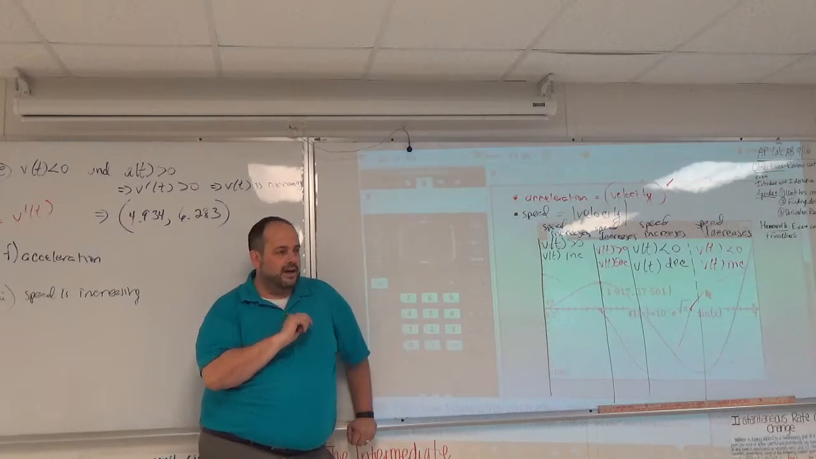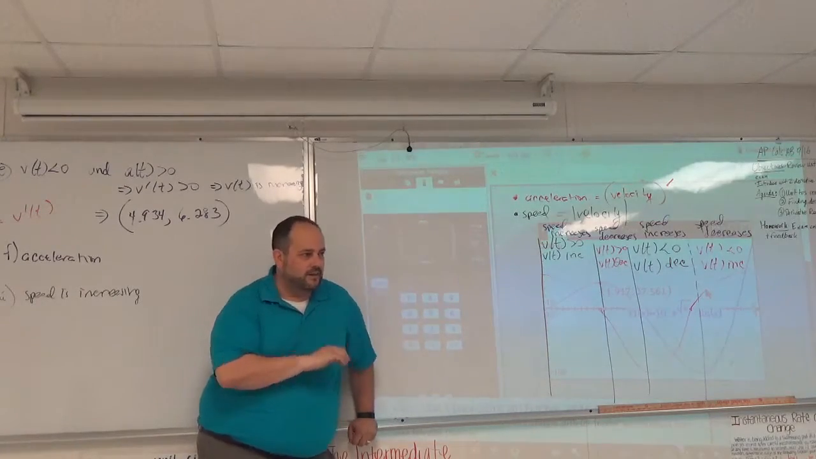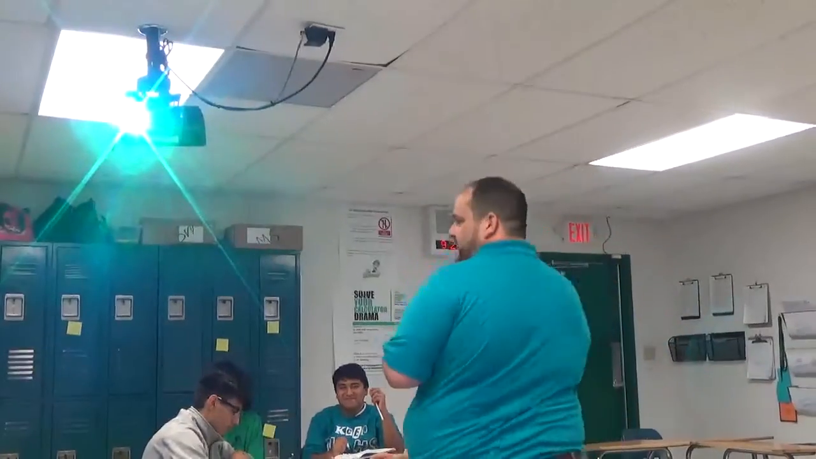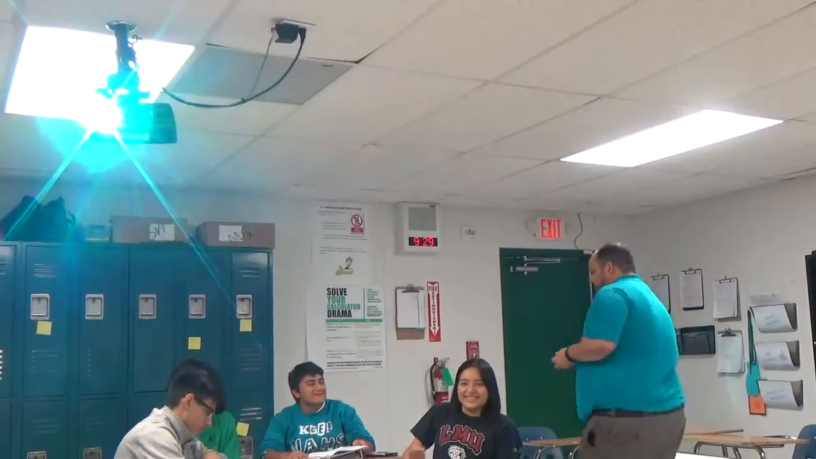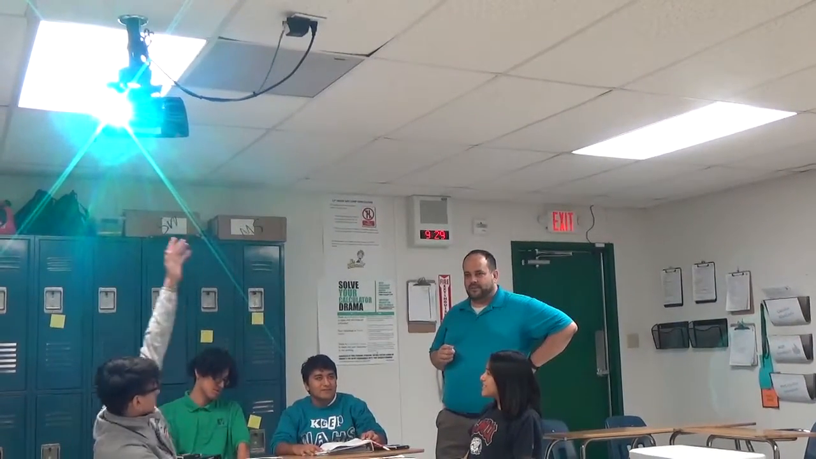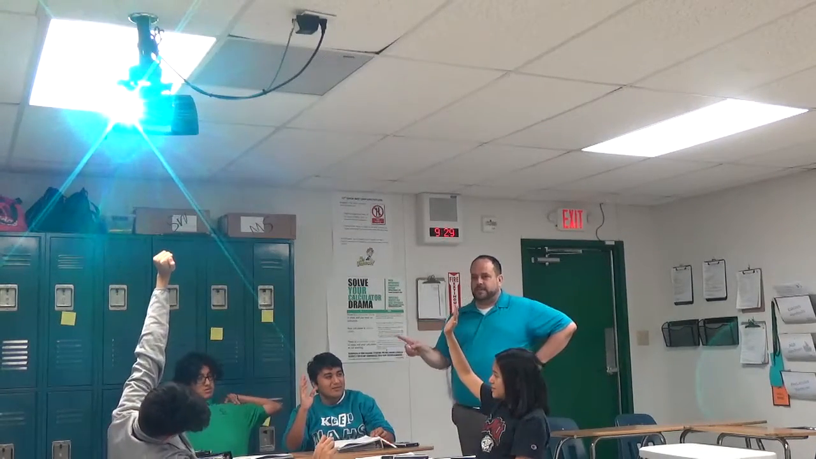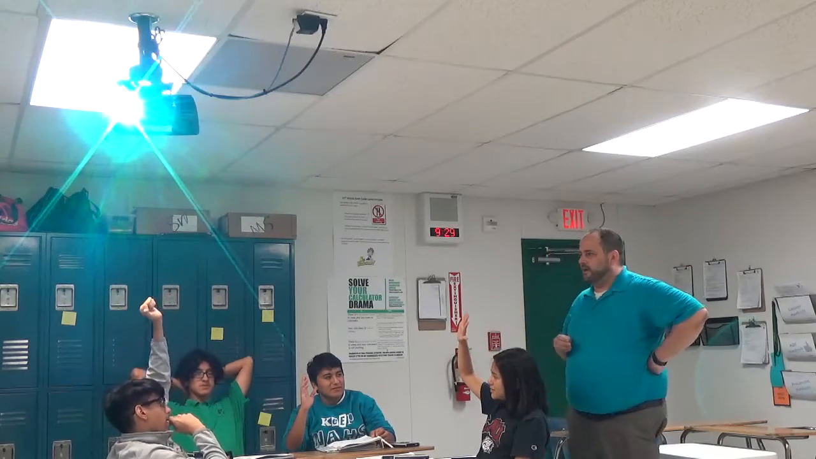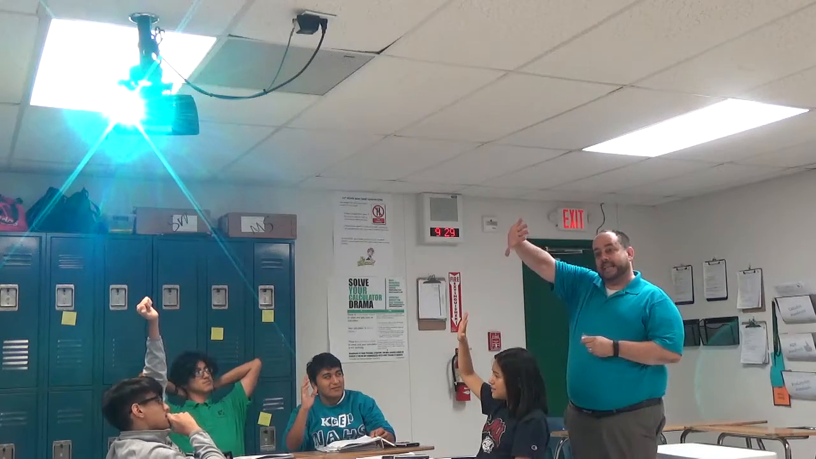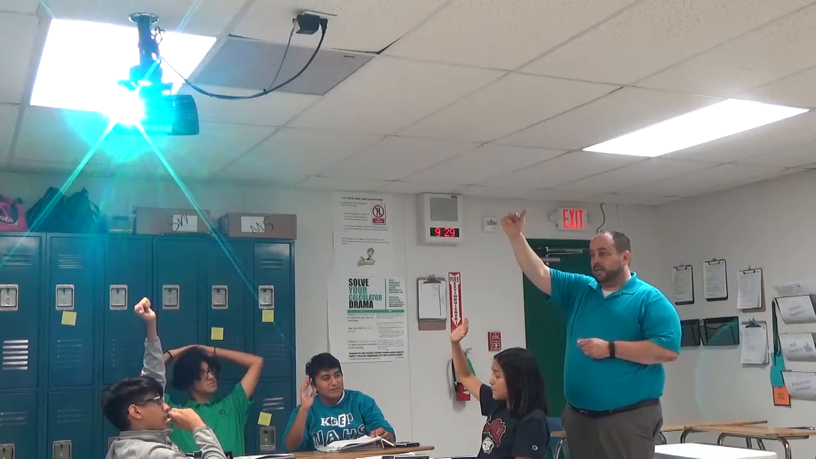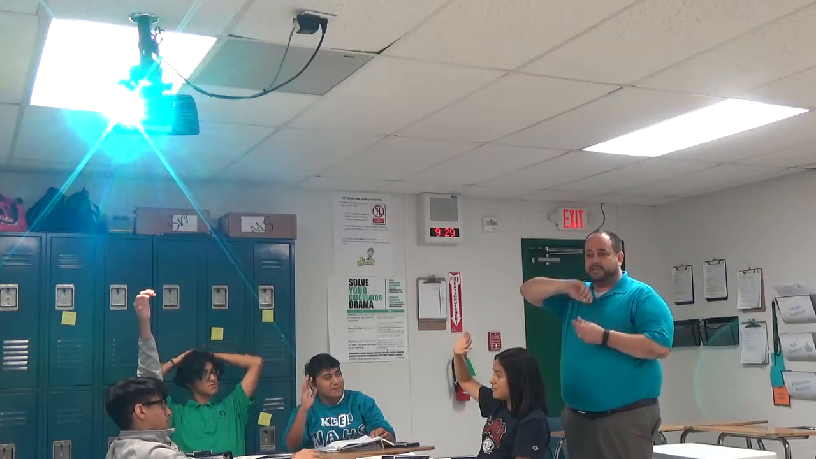Everybody good? All right, put your notes away. Without looking at the notes, let's see what we can do here. Velocity is positive and acceleration is negative. Draw it in the air if you need to. Velocity is positive. I'm above the x-axis. Acceleration is negative. What does that mean about the velocity? It means decreasing. What does that tell you about the speed?